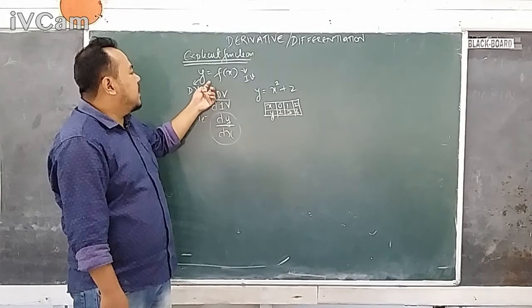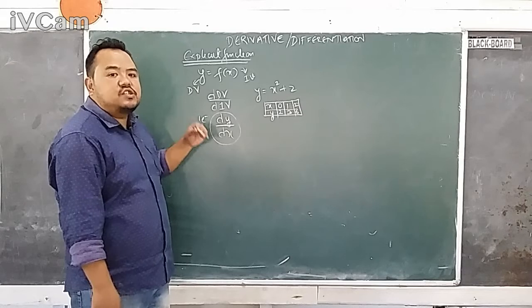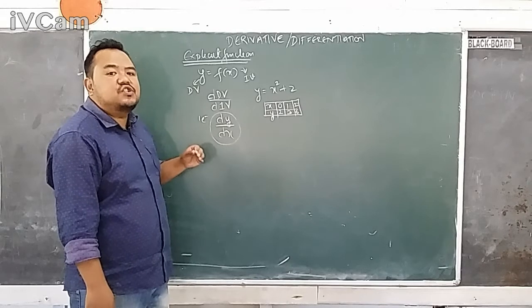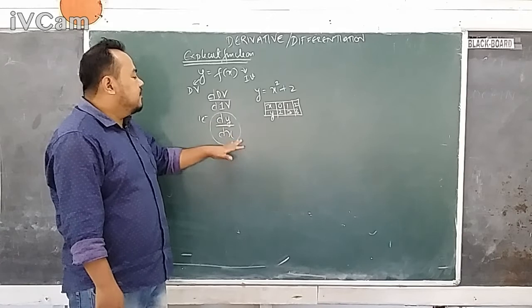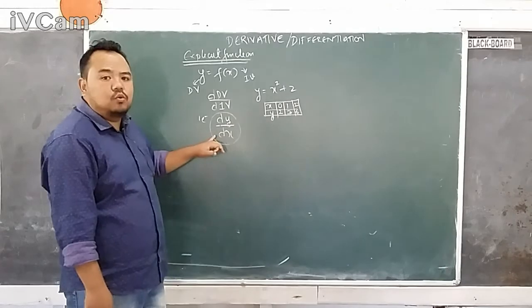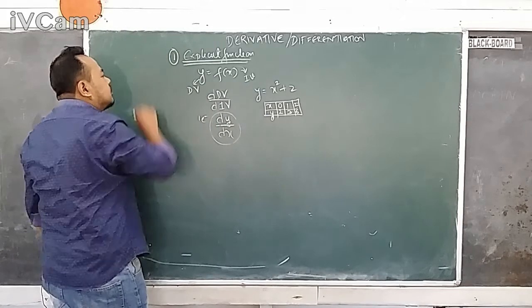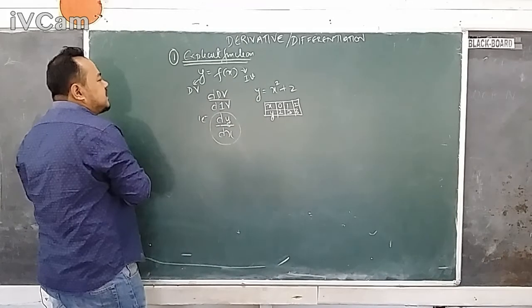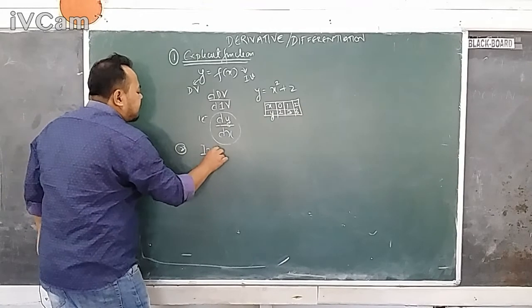So given an explicit function, we differentiate y with respect to x, or in other words, we find out the change in y brought about by the change in x. That is called dy by dx, and this is called differential coefficient, or in other words, differentiating y with respect to x. Got it? This is the first type of function which you can expect. This is called an explicit function, and the second one is called your implicit function.